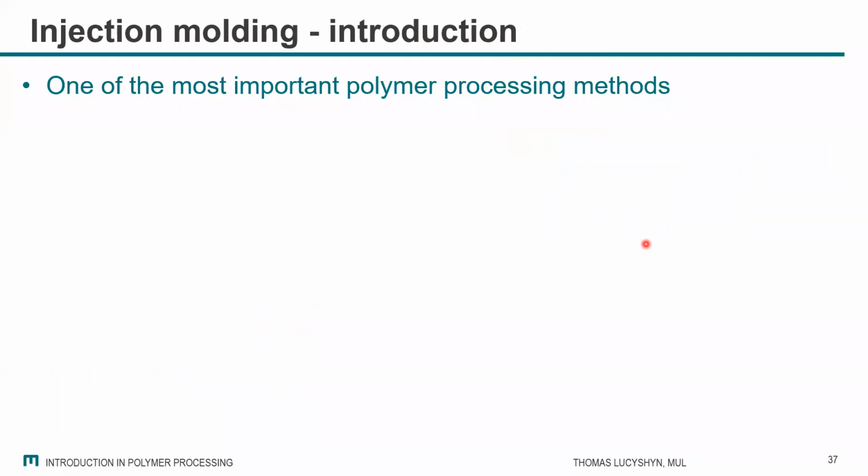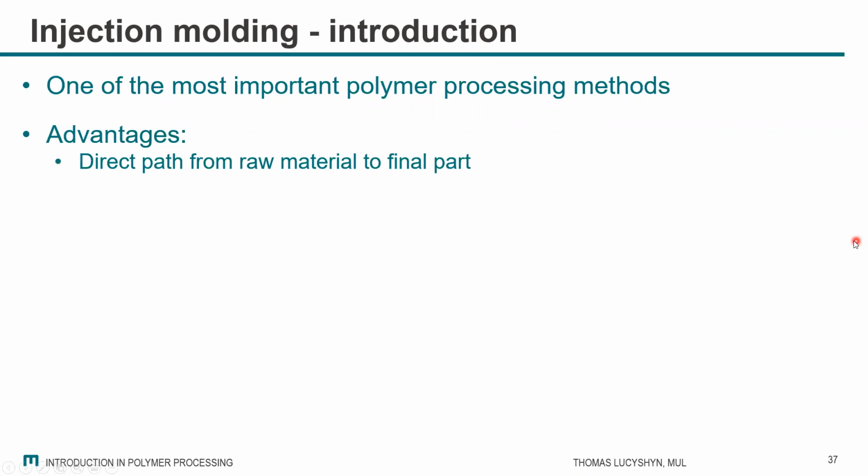Injection molding in general is one of the most important polymer processing methods. The advantages are quite obvious. It's a very direct path from the raw material to the final part. So you have one process step, you put in the pellets, and at the end you get a part which you can basically sell. Normally you have little or even no further treatment of the parts, so the part falls out of the machine ready to use.